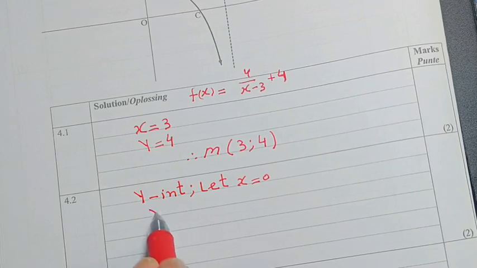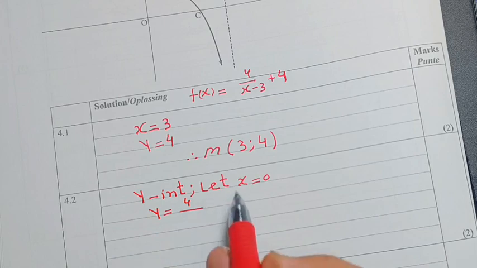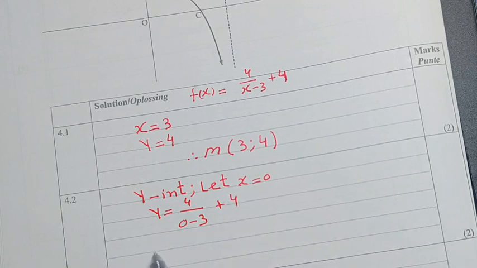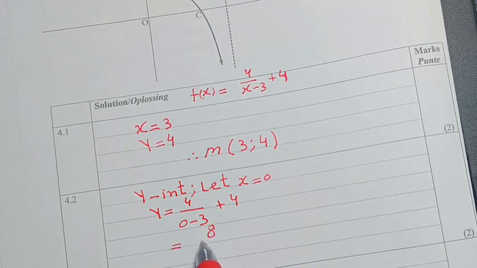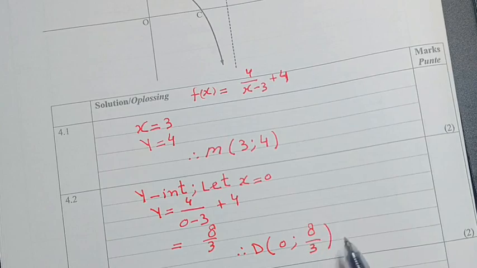So y is equal to 4 over (0 - 3) plus 4. I simplify, and the answer on the calculator is 8/3. So therefore D has x value 0, y value 8/3.